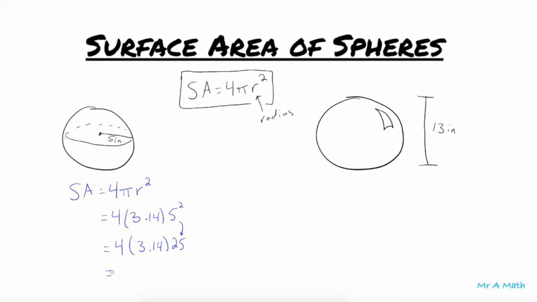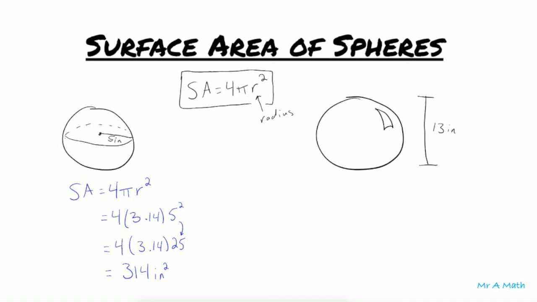So when I get out my calculator and I plug that in, I get an answer of 314. And my label for this, since we're dealing with surface area, not volume, is going to be inches squared. If it was volume, this would be inches cubed. But since we're dealing with surface area, we're talking about it in 2 dimensions. So it's going to be inches to the second power.